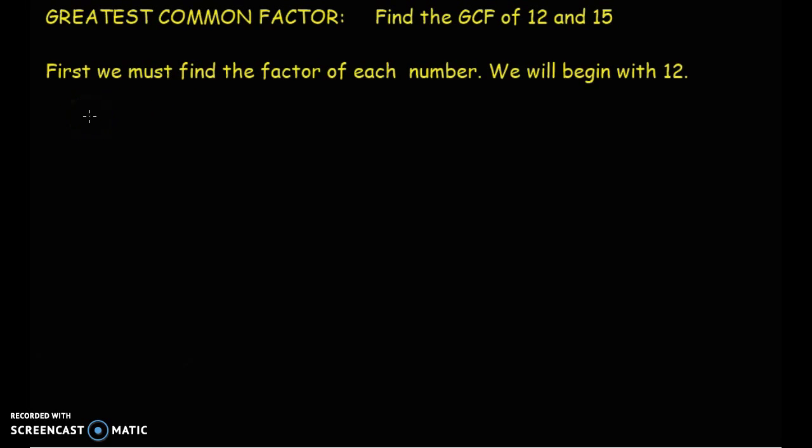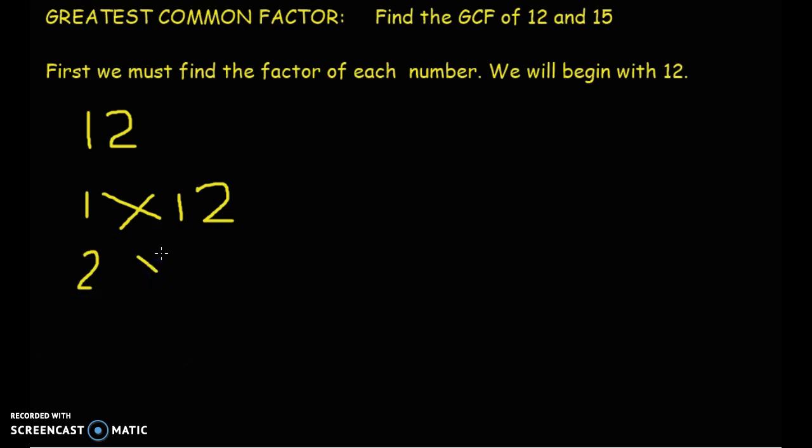So we're going to begin with the number 12. Factors are numbers that can be evenly divided into our number. So we always begin with the number 1. 1 goes into 12. 1 times 12 is 12. So 1 and 12 are factors of 12. When finding factors, we start with 1 and we just continue on to the next number until we get to the actual number. So I'm going to go on with 2.